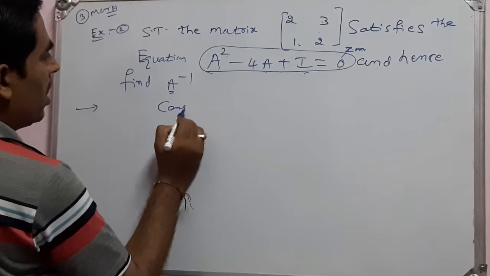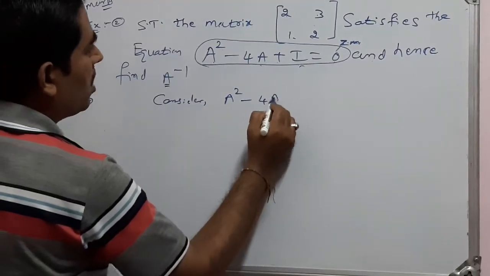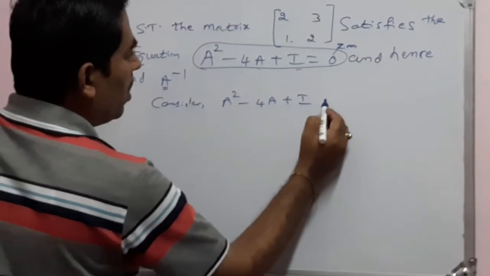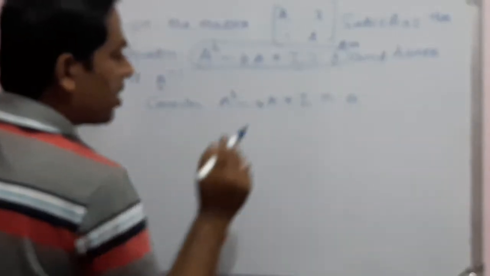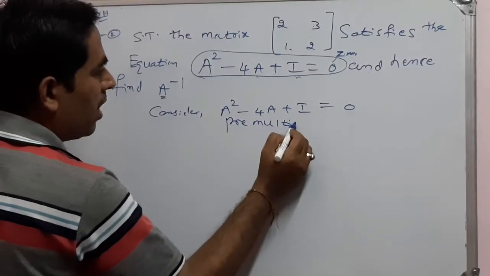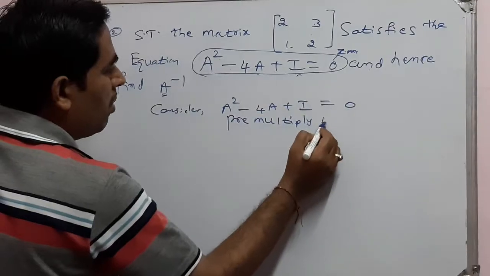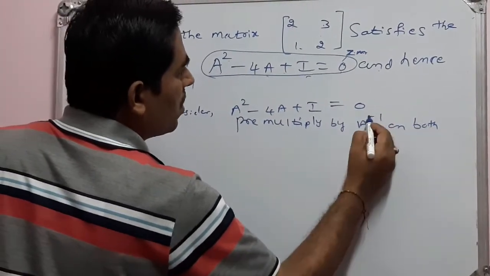So what is the equation here? Consider A square minus 4A plus I, consider this equation is equal to 0. This is the equation given. Here, on both sides, pre-multiply by A inverse on both sides.